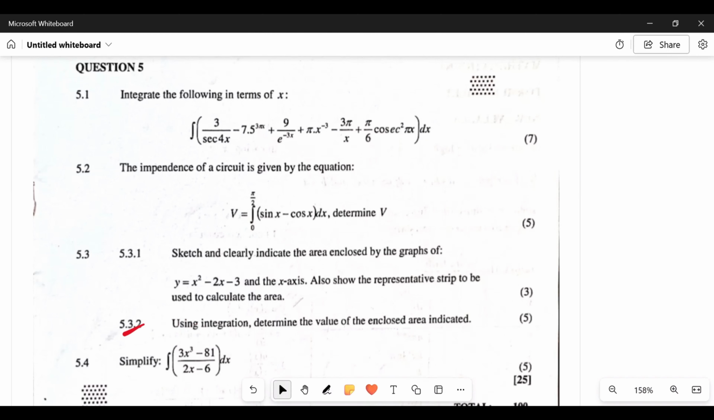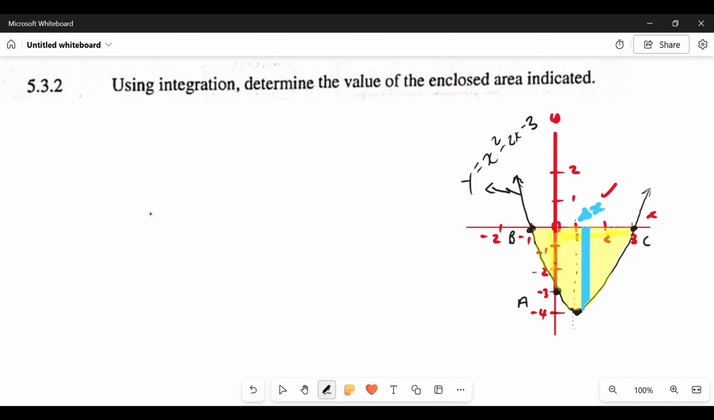So let me just copy this question, paste it where there is space, and let's solve it. Okay, let's look at 5.3.2. They want us to use integration to determine the value of the enclosed area indicated. So they want us to find the value of the area here.